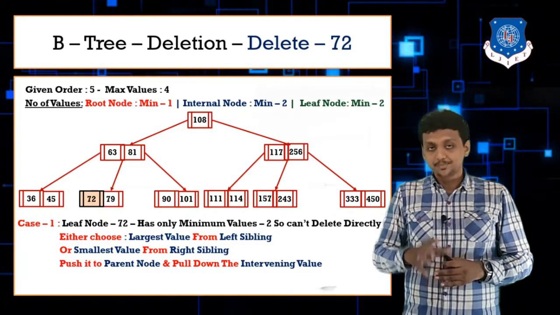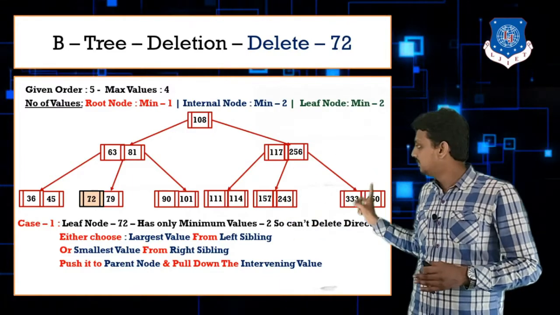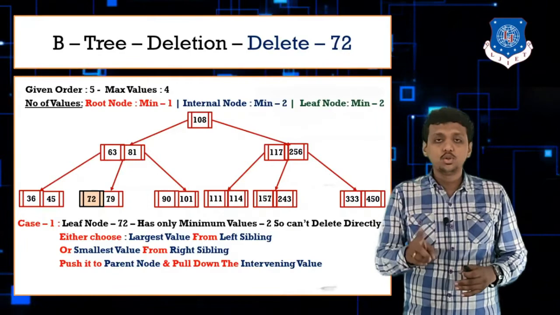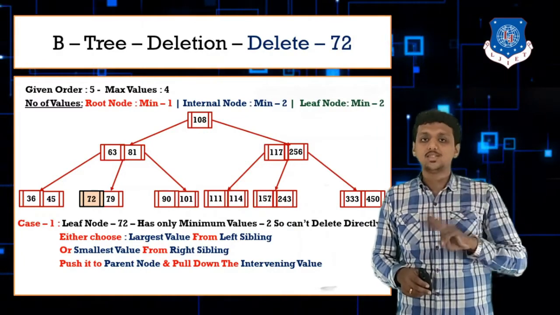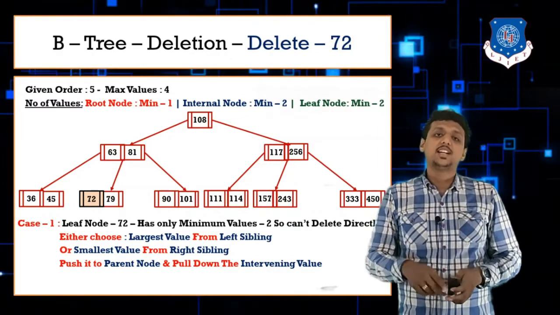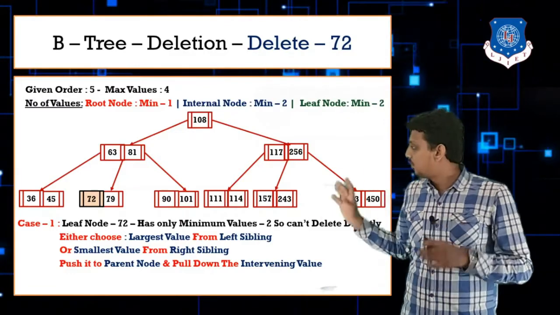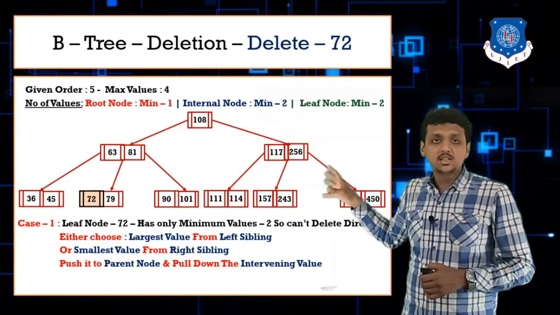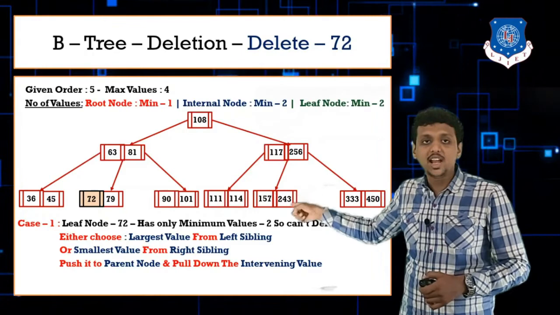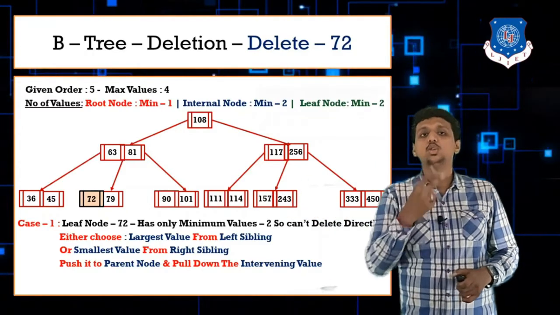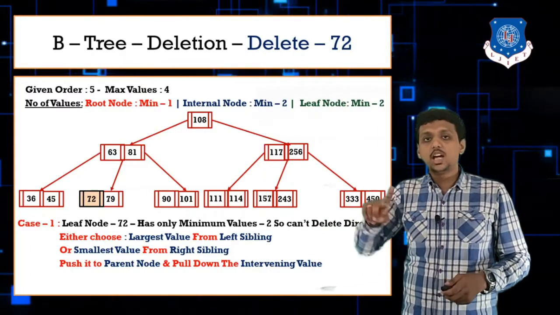So what you need to do is take the values from either the left sibling or the right sibling. You have 2 choices. You can select the greatest value from the left sibling or the smallest value from the right sibling. So node 79 goes to the left sibling, saying I want to borrow one value from you. Now see, the left siblings 36 and 45 already have only 2 values, so they cannot give the value. Same with 90 and 101, both already have only 2 values.